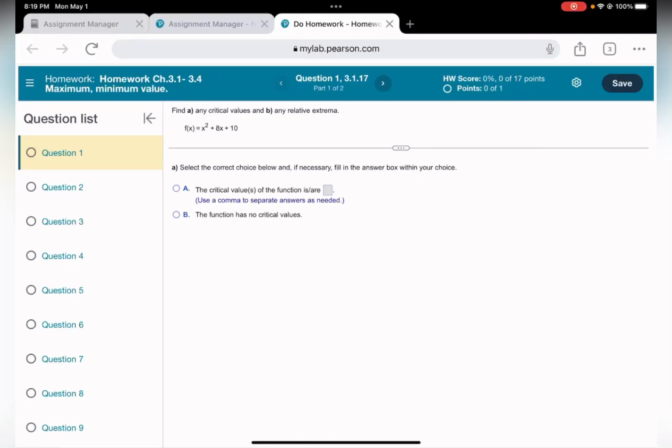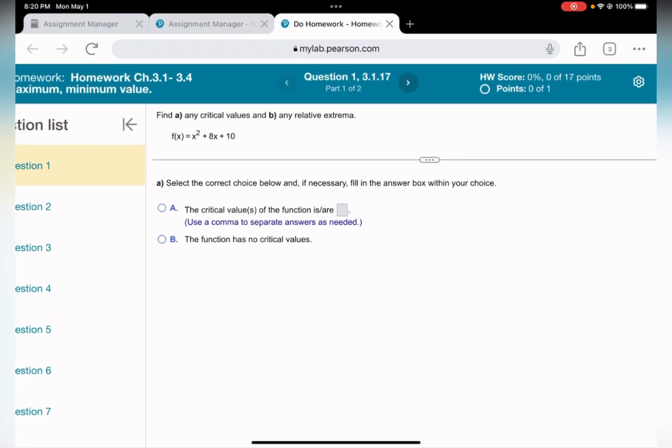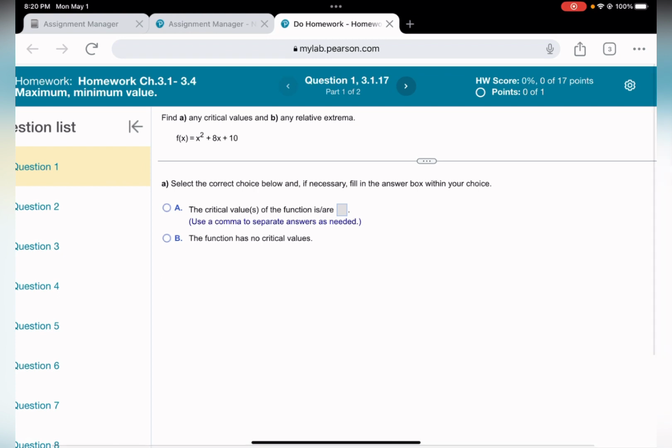Okay, we're going to work on homework chapter 3.1, 3.2, 3, and 4. All right, so question number 1. Find A, any critical value, and B, any relative extrema.